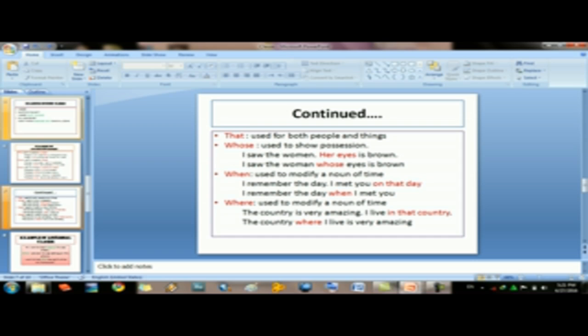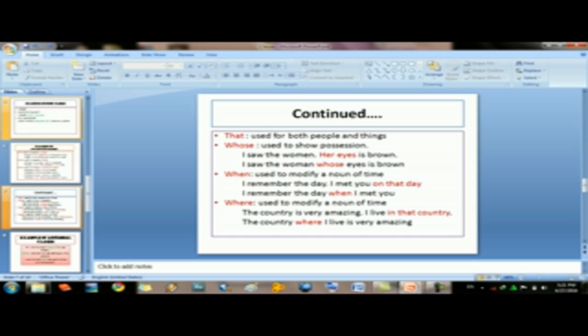Now, that is used for both people and things, not only people but things. Whose is used to show possession. I saw the man whose eyes are brown. Whose refers to his eyes.